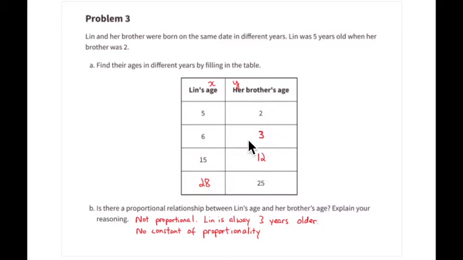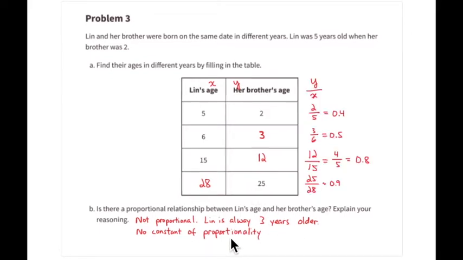So there's no constant of proportionality. Actually, it's a subtraction problem when you set it up. It's not a y equals kx or a multiplication problem. So that's a hint right there that it's not a proportional relationship. Lynn is always 3 years older, so there's no constant of proportionality. So if you divide y by x, you're not going to get a constant amount.